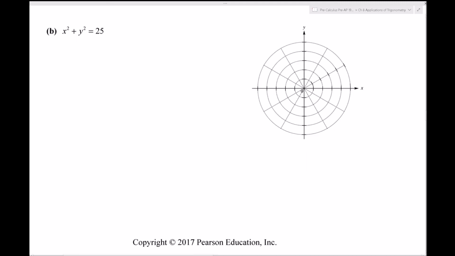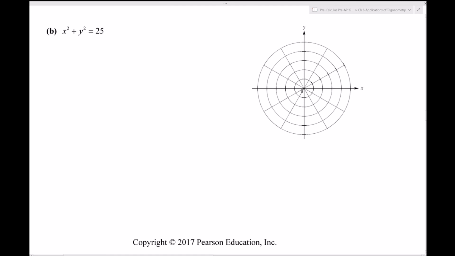x squared plus y squared is equal to 25, which I want you to think about. We've seen that before, in chapter 2, I think it was. In chapter 2, we went over circles. That's a circle. Look at it really quick. It's a circle with a center where? What's the center of that circle? You should know that it's the origin. What's the radius? 5. It's 25.